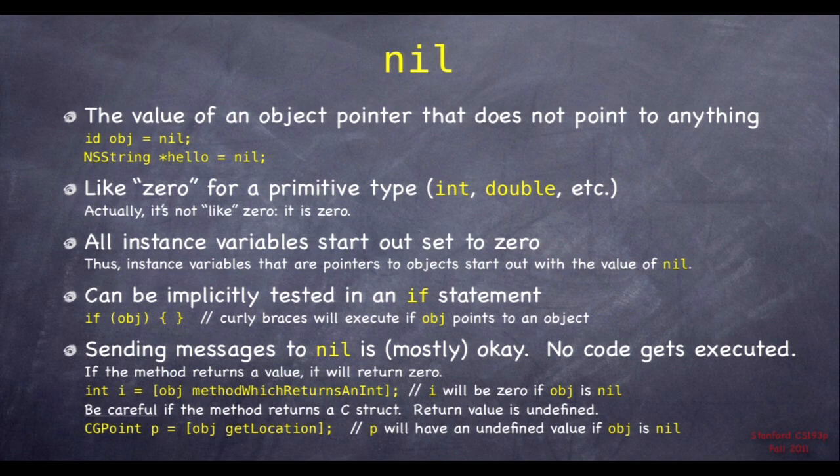Except there's this one thing you've got to think about. What if your method returns a C struct? That case you have to check for, because when you have a method that returns a C struct and you send that method to nil, you get back an undefined C struct. It could be anything. It's being passed back on the stack, so it could be stack junk or anything. You can't rely on it being any particular thing. So if I have a getLocation method that returns a CGPoint struct, I have to be careful to make sure obj is not nil and handle that case separately. Everyone understand what I'm saying?